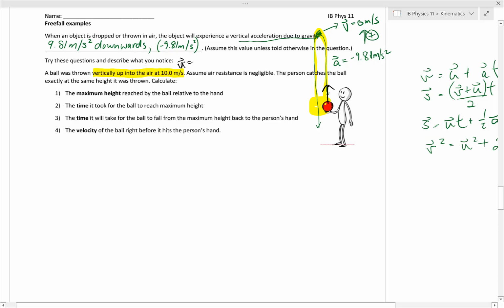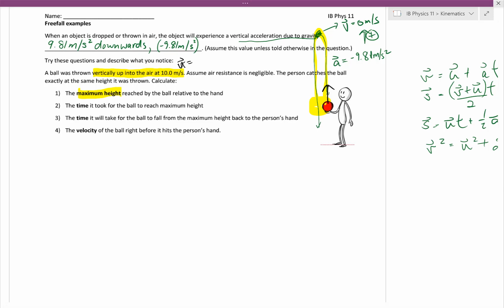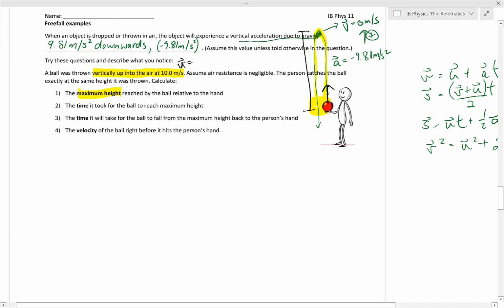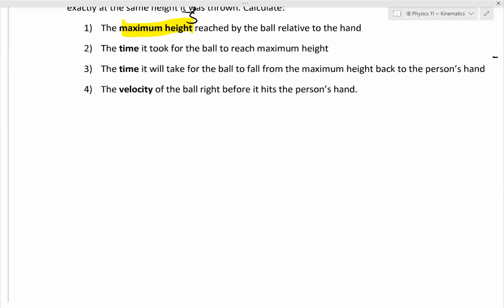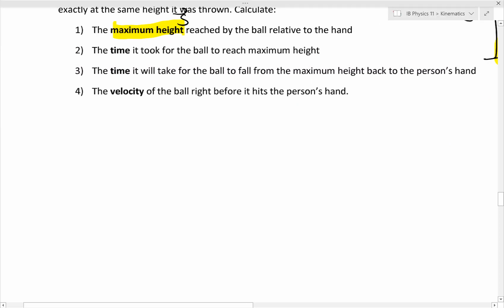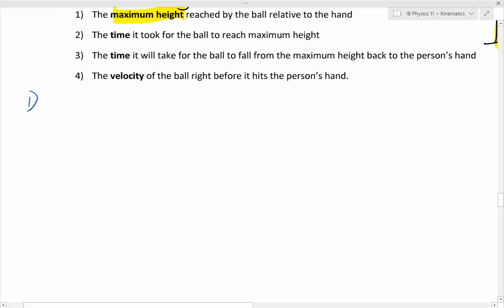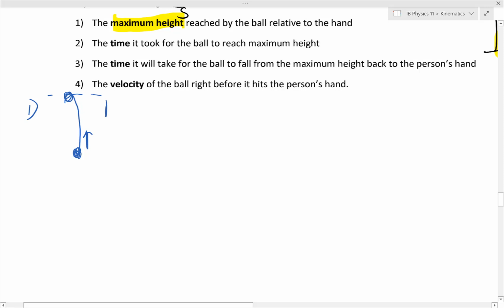These questions might ask for different things, different points in the motion, so we just got to be careful. For example, question 1, it wants the maximum height reached by the ball relative to the hand. That means this distance over here, from here to there. So we're looking at a displacement. What I'll do is draw another picture again so I can work with my specific scenario. The ball is thrown up and then it reaches the top, okay? I'm going to also label the upwards direction to be positive. Any vectors pointing down will be negative.